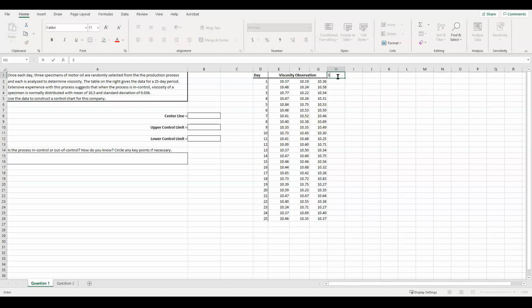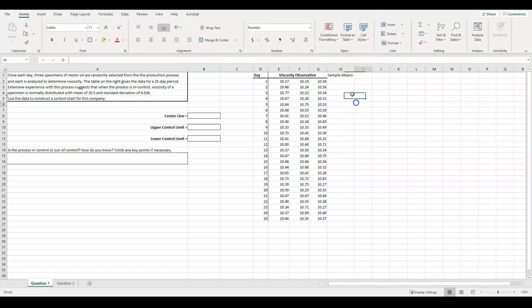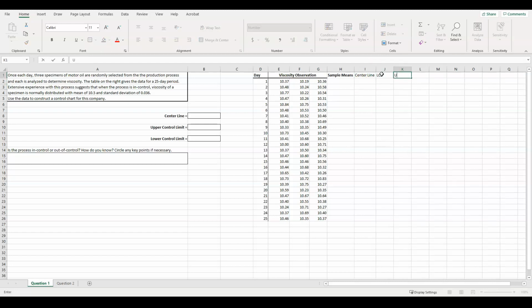First, we need the sample means. You want to double click on that to widen it up. You're also going to want a center line for your chart. Widen that up by double clicking. You're also going to want the lower control limit and the upper control limit. I always add these in here because I'm going to need to make columns, and it'll make sense by the end of this. But that's really our 4 things we need: our sample means, our center line, lower control limit, and upper control limit.